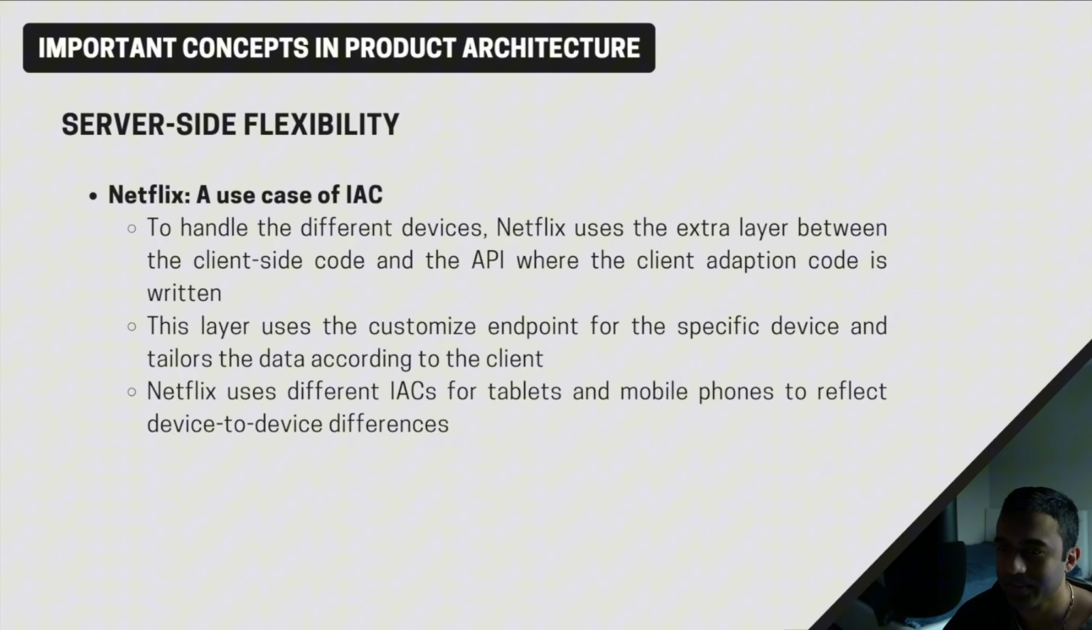To handle the different devices, Netflix uses an extra layer between the client-side code and the API where the client adaption code is written. This layer uses a customized endpoint for the specific device and tailors the data according to the client. Netflix uses different IACs for tablets and mobile phones to reflect device-to-device differences.